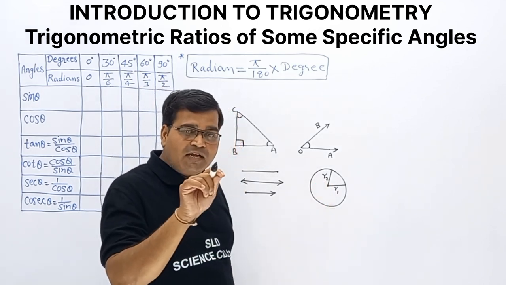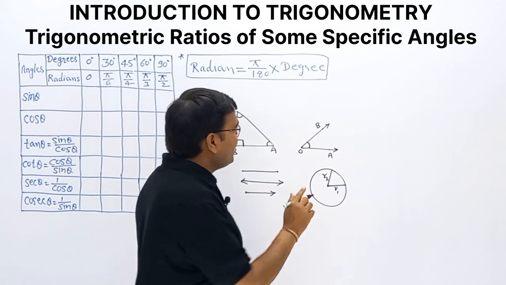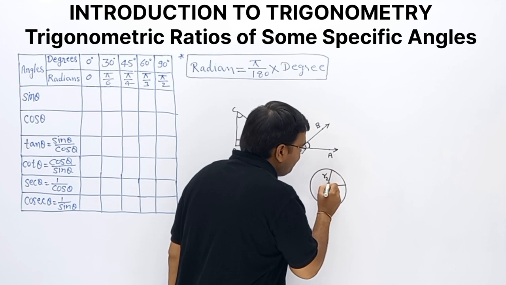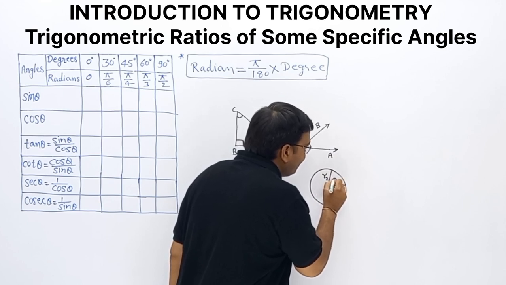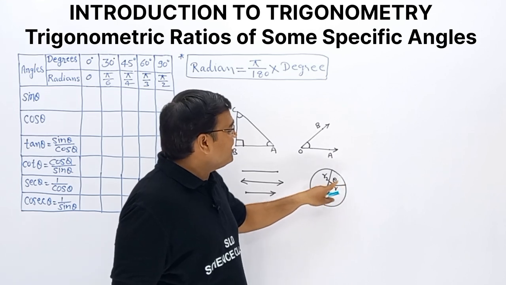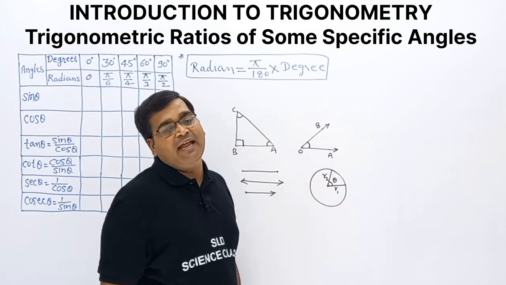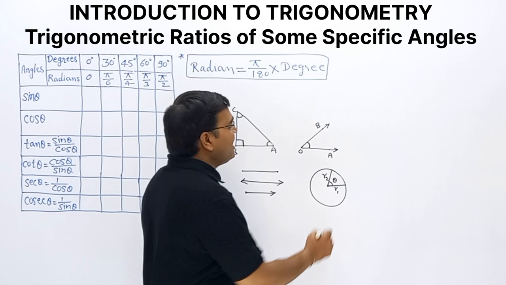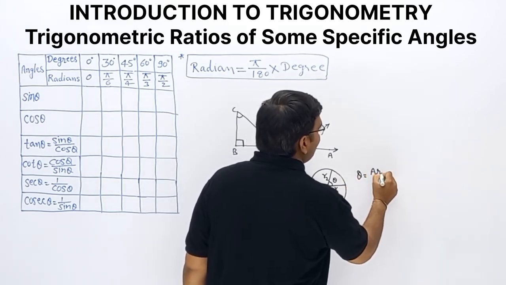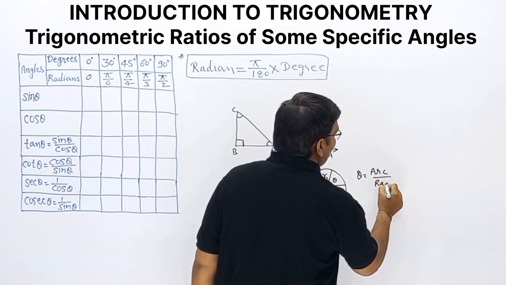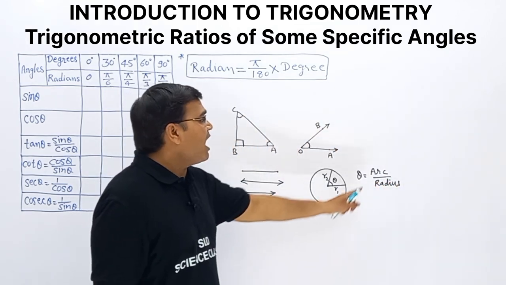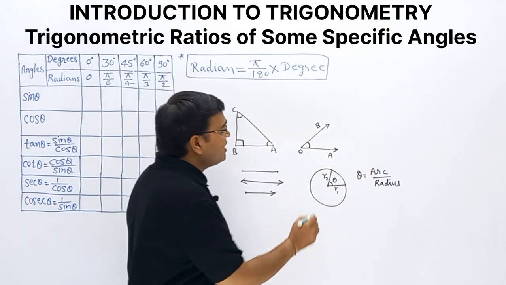At the center, between one radius and the other radius, what are we getting? Angle. At the center, the part between two radii is called an angle. And what is the angle in a circle? Arc upon radius. It is the ratio of arc to radius. And what is the arc?